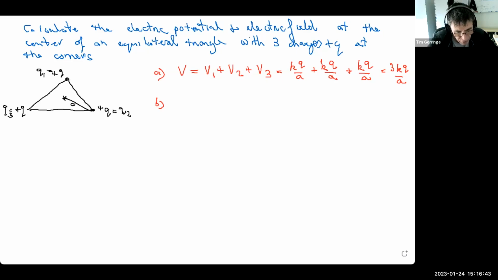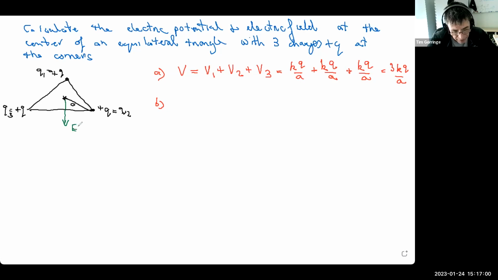So let's start with Q1. It's above the field point. It's a positive charge, so its field will be vertically downwards, something like this, away from that positive charge that's creating that field.